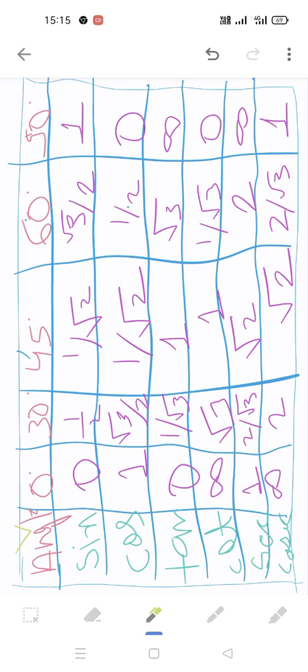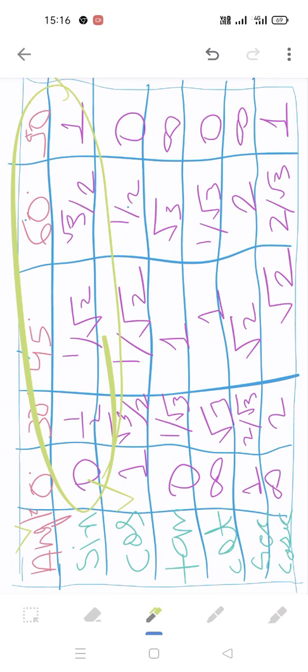If you learn the value of sine, you can do the rest of the 5 values very easily. Now what you have to do: just opposite of sine will be your cos. Opposite of sine will be your cos. Okay, how?